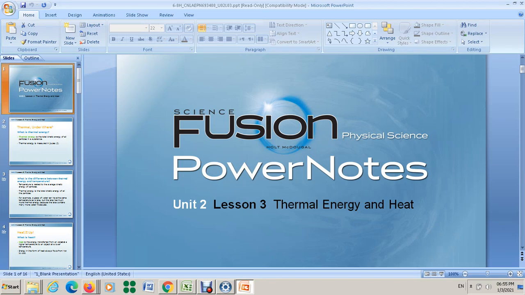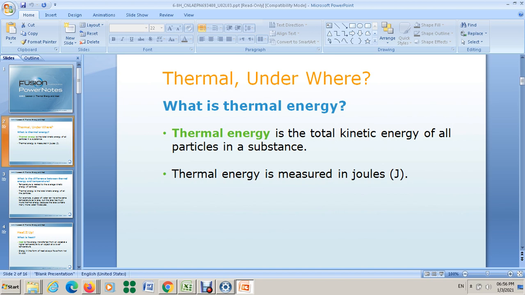Hello everyone. Today we're going to start with lesson 3 from unit 2, which is thermal energy and heat. In this lesson we are going to define thermal energy. We want to differentiate between thermal energy and temperature. Also, we want to define heat and calorie, and differentiate between heat and temperature, and between heat and thermal energy. We want to focus on this point, but before we start, we want to talk about what thermal energy is.